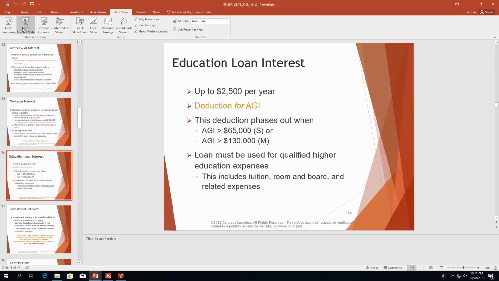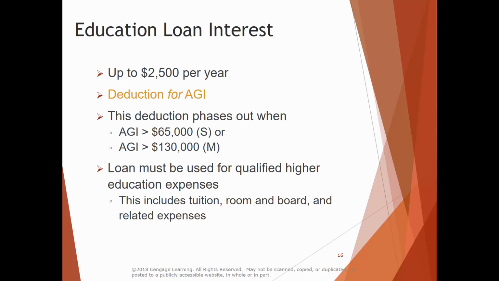Education loan interest. This should be of interest to you, because this is an above the line deduction, a deduction for AGI, which means all of you get it. If you have student loan payments and you're paying interest on them, it doesn't matter if you itemize or not, you get it. How much do you get? Up to $2,500 a year. You take it against your W-2, whatever, and your phase out starts when your AGI gets to 65 grand, or 130 if you're married. Pretty straightforward.